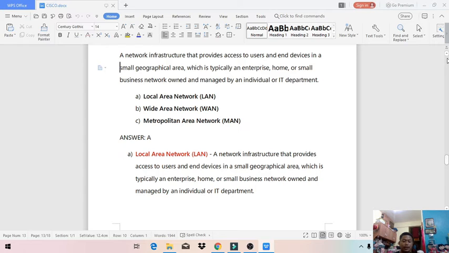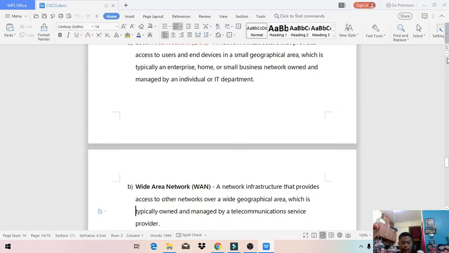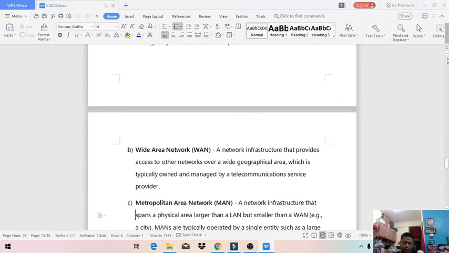A WAN, or wide area network, is a network infrastructure that provides access to networks over a wide geographical area. And a metropolitan area network is a network infrastructure that spans a physical area larger than a LAN but smaller than a WAN. So the correct answer is letter A, the local area network.